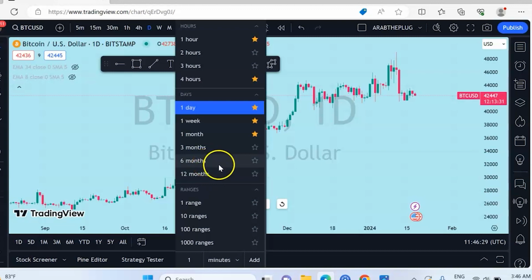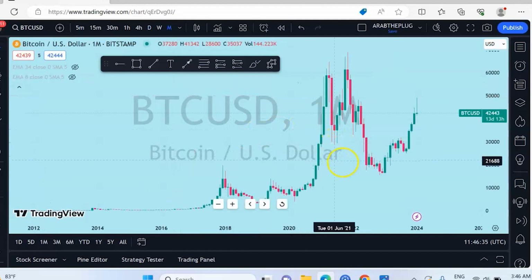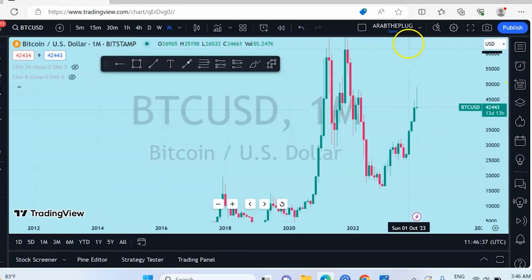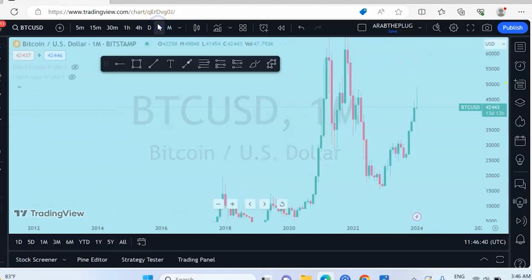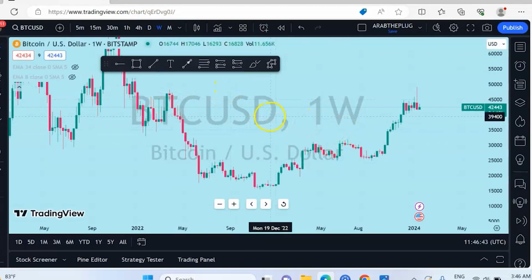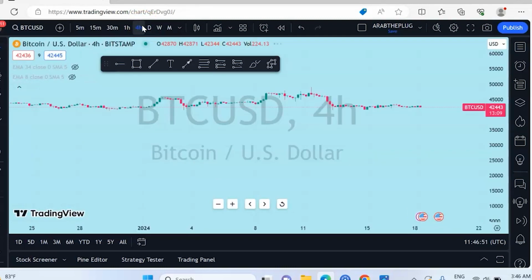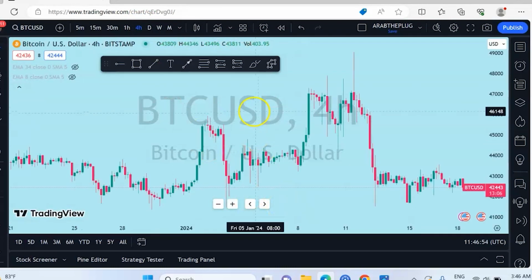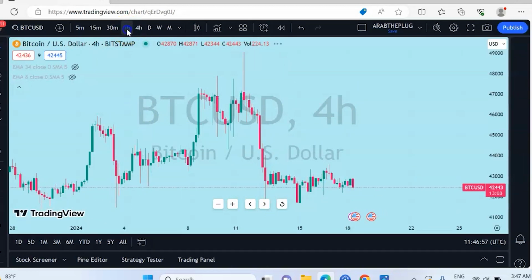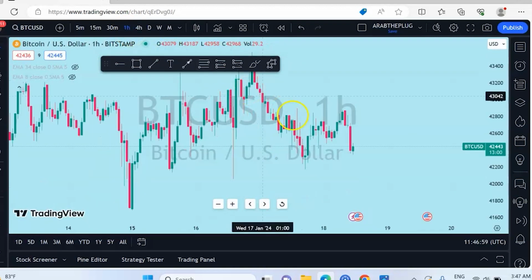Same with 6 months. It means each candle represents the movement within 6 months. For a month candle, I just switched to a monthly candle. It means each candle represents the movement of price within a month. For a weekly candle, it means each candle represents the movement of the price within a week. If you use a daily time frame, it means each candle represents 1 day of price movement. If you use 4 hours, it means each candle represents 4 hours of price movement. If you use 1 hour, so we have different time frames. So time frame means a time which is specific to the chart you are looking at, and each candle on that chart represents the movement of the price within that time.